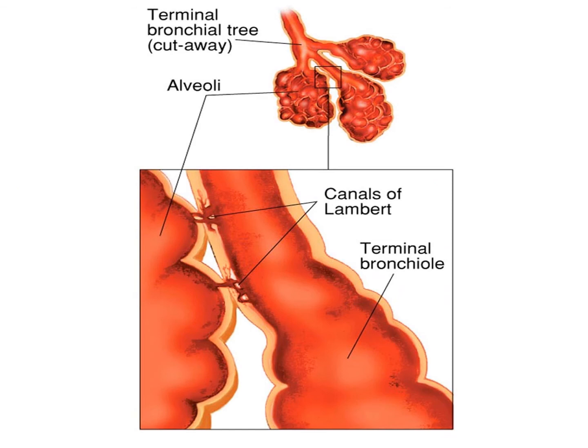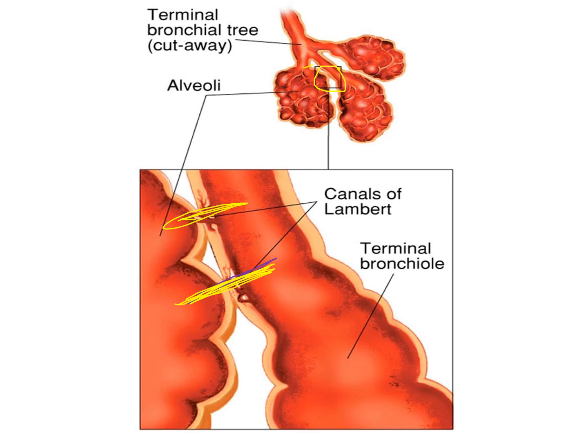All right, this is the Canal of Lambert slide. I love looking at this one because it's showing collateral ventilation. Here, let me go to yellow. It's showing that communication in between a terminal bronchiole and an alveolus. And here's the big picture up here. That allows gas to move in between these two. So look at that picture up at the top part there.